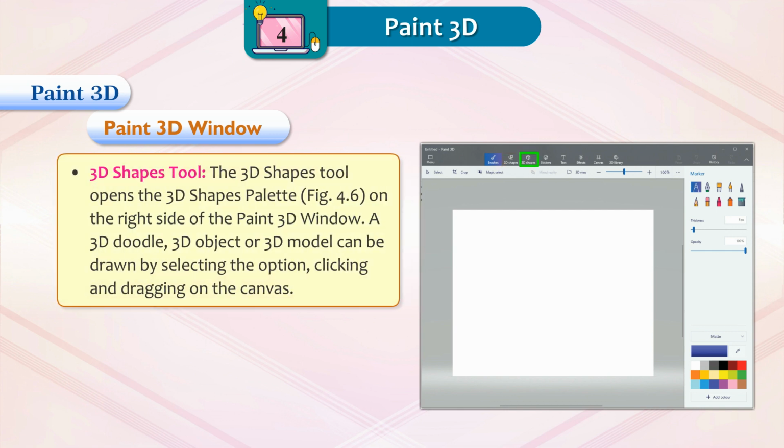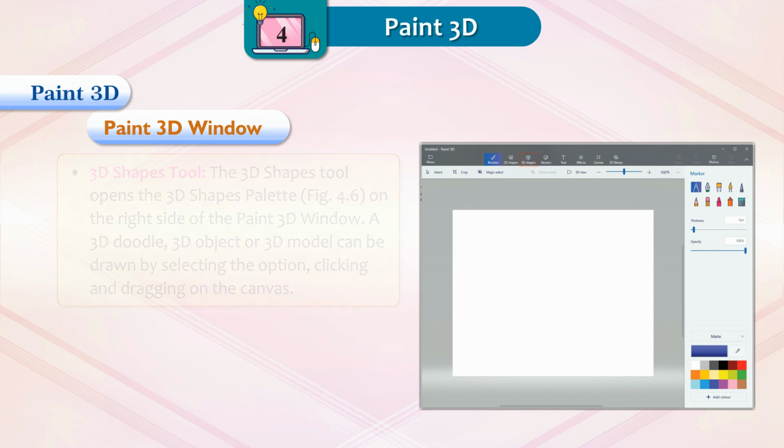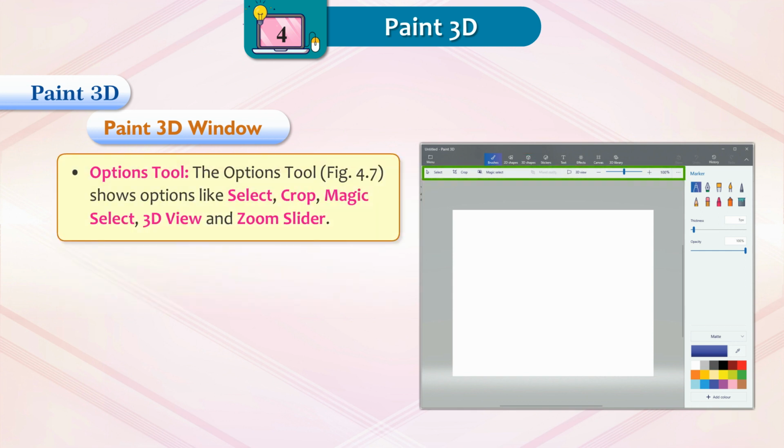3D Shapes tool. The 3D Shapes tool opens the 3D Shapes palette on the right side of the Paint 3D window. A 3D doodle, 3D object, or 3D model can be drawn by selecting the option, clicking and dragging on the canvas. Options tool. The Options tool, Figure 4.7, shows options like Select, Crop, Magic Select, 3D View, and Zoom.